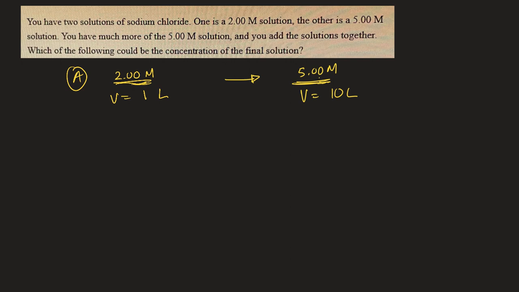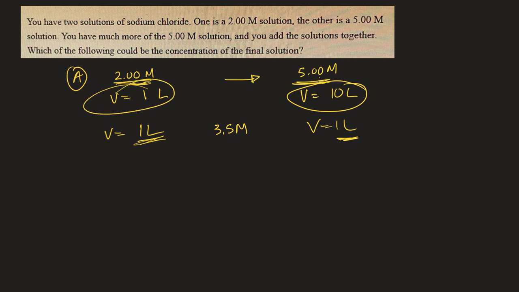So if you were to have exactly the same amount, so say I had 1 liter of this and I had 1 liter of that, then if they're both the same, I would just take the average between 2 and 5. I think that would be 3.5 molar. So that would be if I have the same volume of each. But if I have 10 liters of this and only 1 liter of that, then my concentration is going to lean way more toward the 5. So maybe it'll be 4.5 or 4.2 or 4.8. But it'll be something quite a bit more than the average. Okay, hopefully that helps you with those two questions.